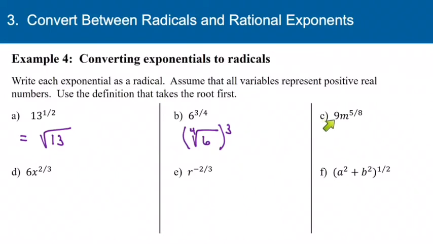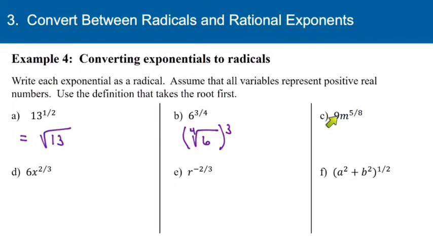Here in part C we have 9 times m to the 5/8. Now I want you to ask yourself, what is the 5/8 applying to? Well, because of order of operations, the 5/8 only applies to the m. The 5/8 is not affecting the 9. If you needed the 5/8 to apply to the 9, this whole thing would have to be in parentheses. Because it's not, the power on the 9 is a 1, and we don't have to write it.